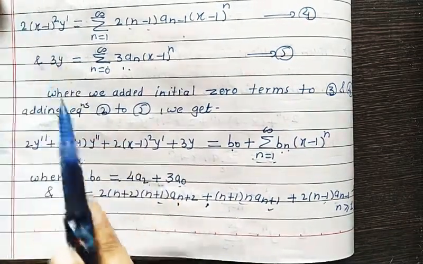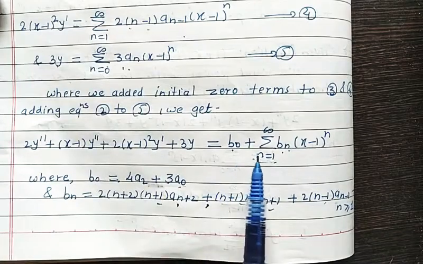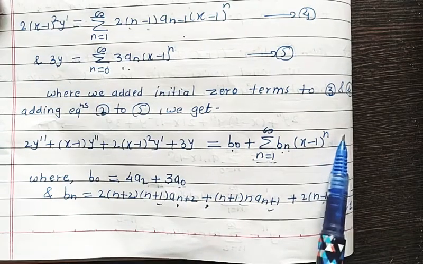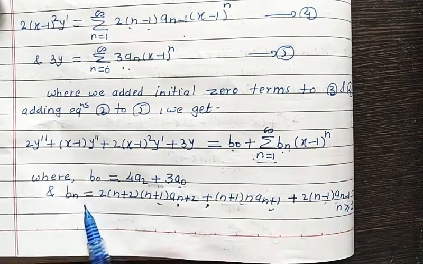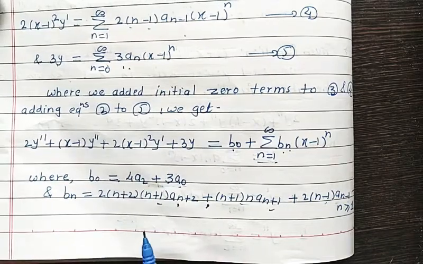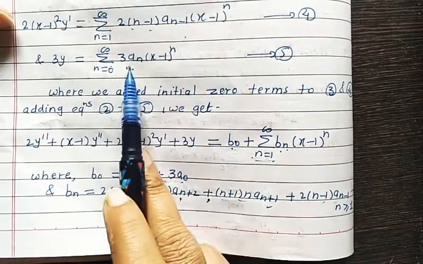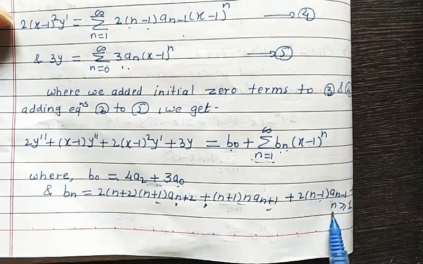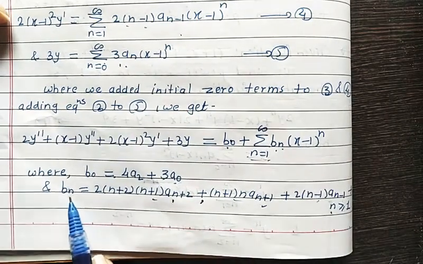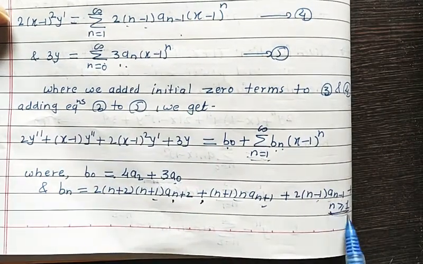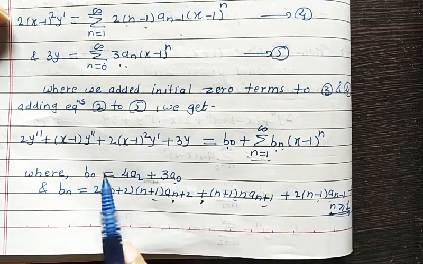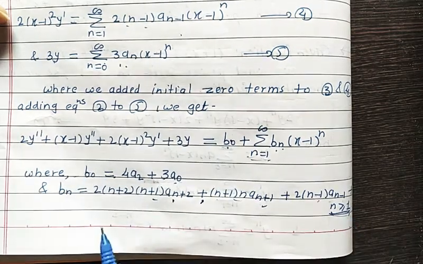So this given equation is equal to b naught plus summation bn x minus 1 raised to n, where b naught and bn are specified. Here the last term is 3 into an, where for this bn, n is greater than or equal to 1, because for n is equal to 0 we have written the separate term.